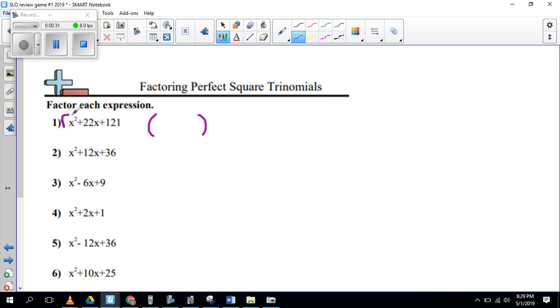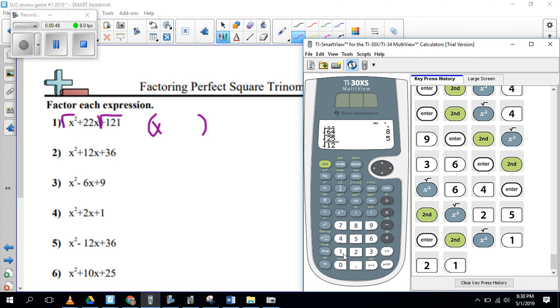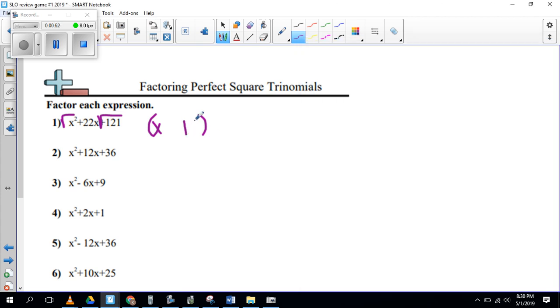So basically what we do, we take x, square root it, put it here. Then we look at the last term. Take the square root of 121. And if you didn't know, here it is. You go second square root 121. You should get 11.